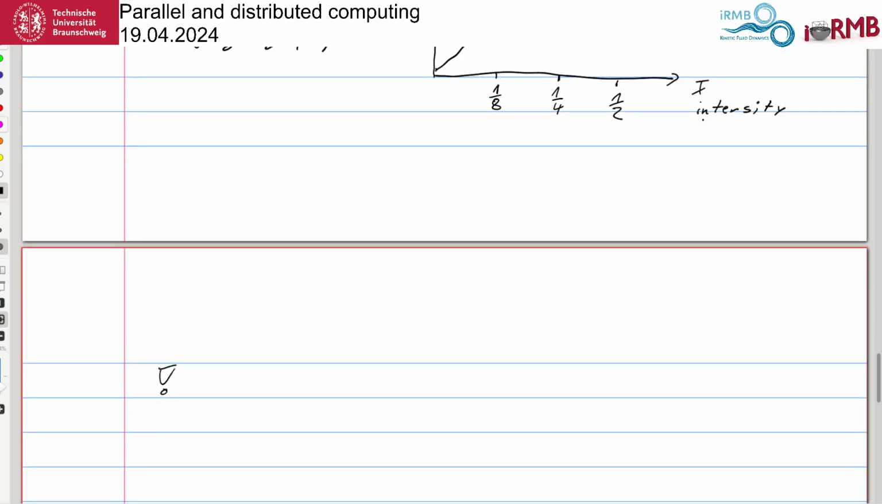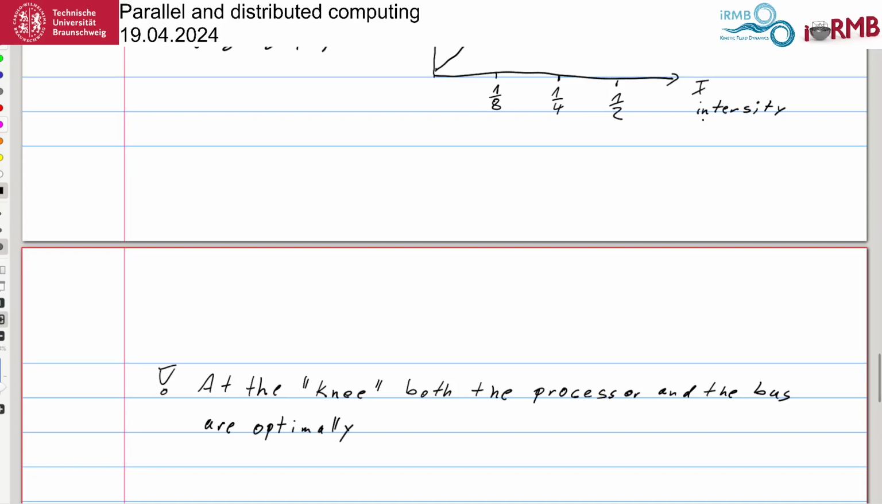So where have we been? Actually, what we want to do is work at the knee. Because at the knee, this is the point where these two lines meet, both the processor and the bus are optimally used. Now you can become very philosophical about whether this is important for you or not, but the idea is a little bit like this.